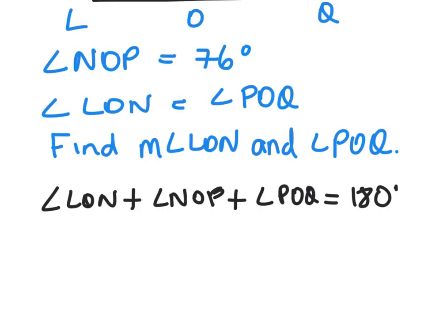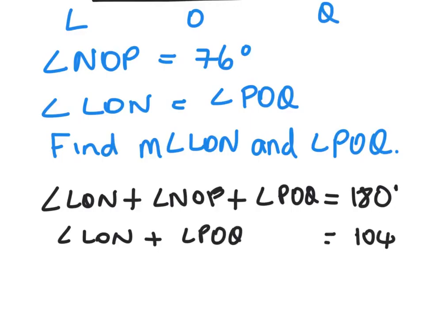Now, we also know that NOP is equal to 76. So that means that LON plus POQ must equal 104. Why are they equal to 104? Well, this one here is 76. So the two that are left must make up 104 if we're going to have a total of 180.